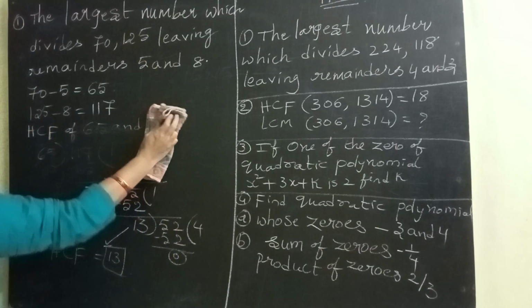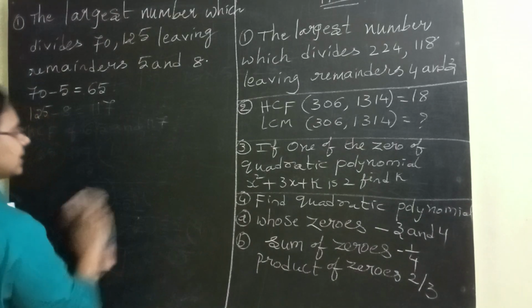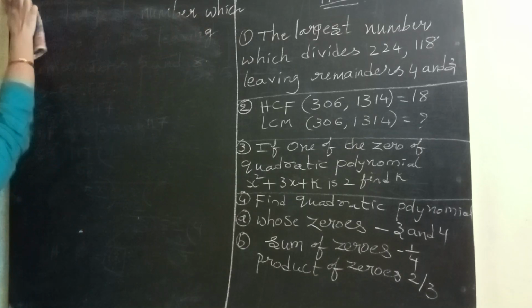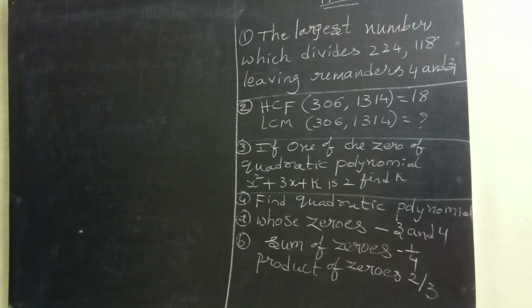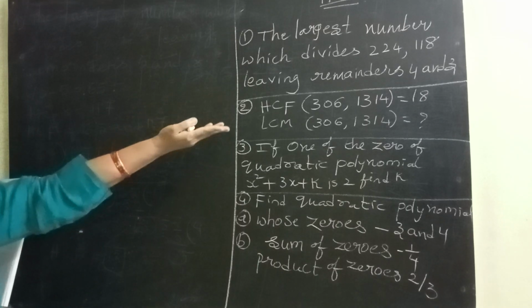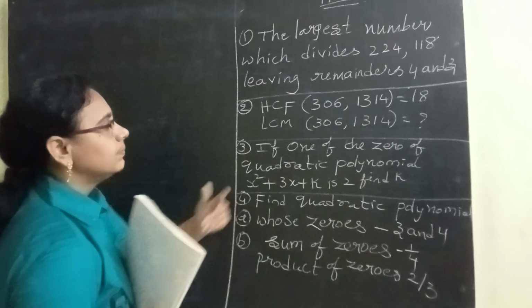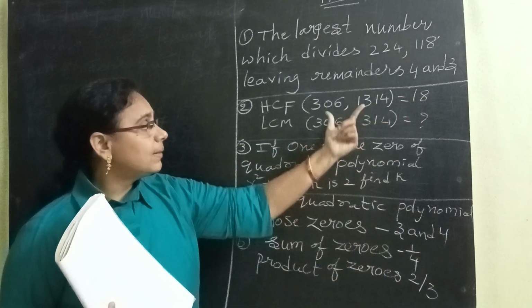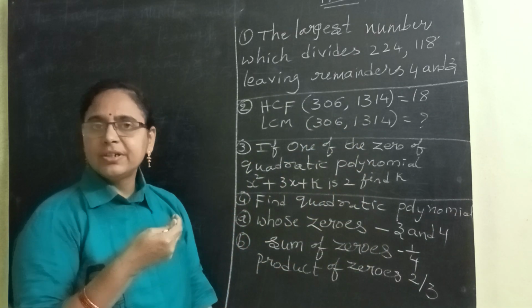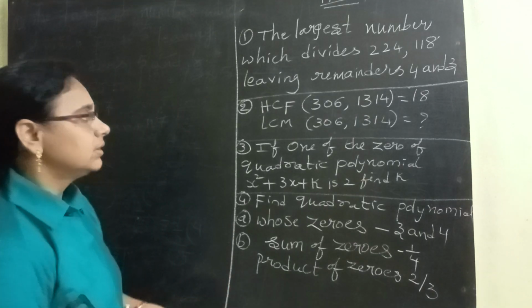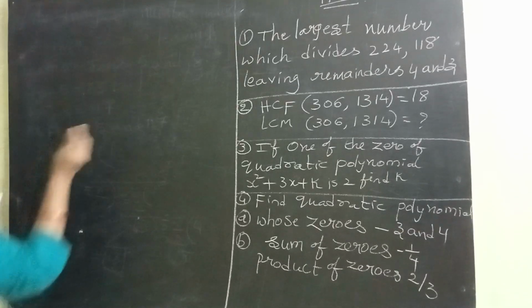See the second question. I hope in the previous class I already explained the relation between LCM and HCF. What is the relation between LCM and HCF? LCM into HCF is equal to the product of the two numbers. He has given HCF, and his question is LCM. HCF is 18. The numbers are these two. You have to find the LCM. Apply the formula: LCM into HCF is equal to the product of two numbers. So easily you will get the answer.